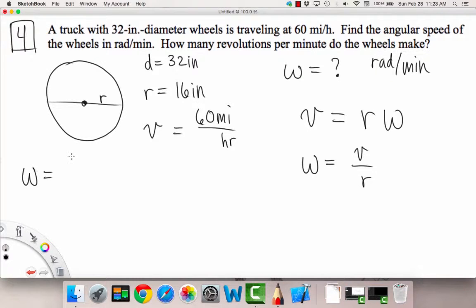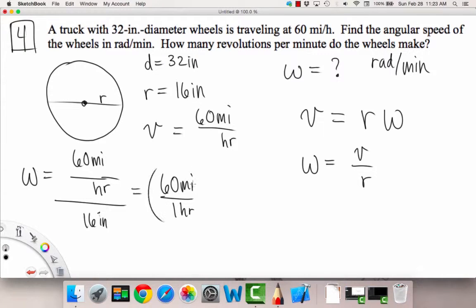So we have omega is equal to V, so that would be 60 miles per hour, over R, which is 16 inches, right? So this is the same thing as saying 60 miles per 1 hour, and then times 1 over 16 inches, right? So now we have this, and if you were to multiply that out, then you'd get something like miles over hours inches. Wait, what? What's going on here? So the thing is, what we have to do now is somehow convert the units part. That's all we need to do, okay?